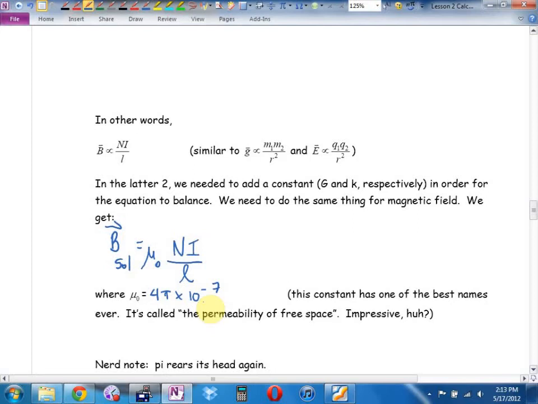What did you learn in school today, Rob? Oh, Daddy, I learned about the permeability of free space. Oh, Rob, you are ever so clever. Isn't that a great sounding name for a constant? Okay. And nerd note, yes, pi rears its ugly head again. No, it rears its beautiful, wonderful head again.